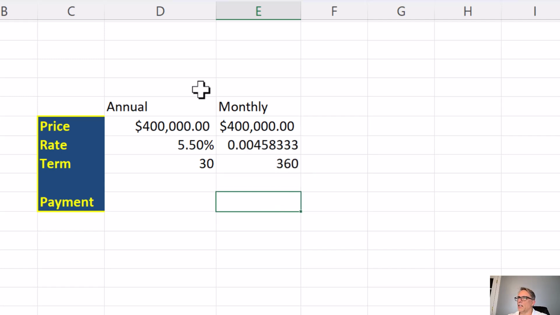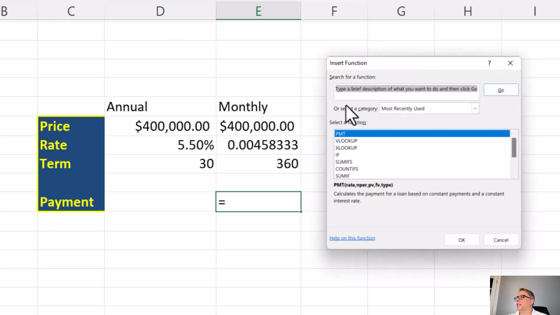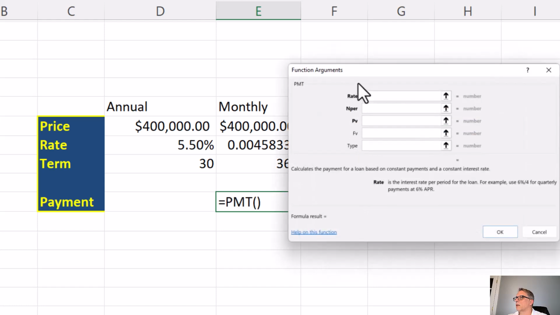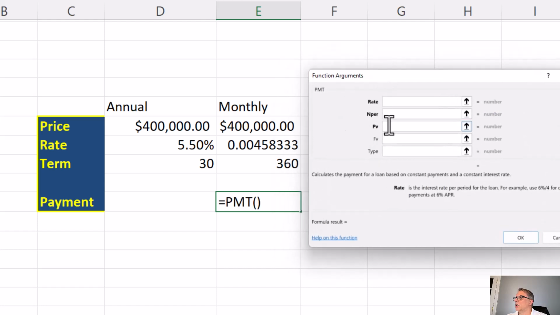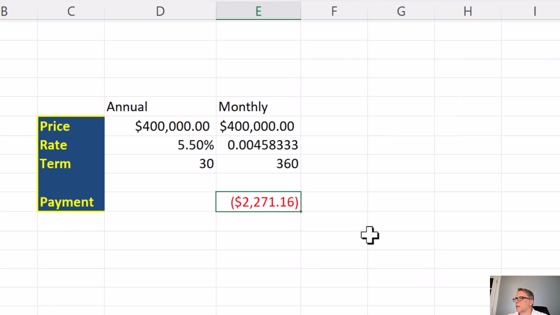So let's go down here and pull up our function wizard again. And now we can do it. Let's go for rate. We're going to click there. It's going to be this monthly rate. Number of periods is going to be 360 months. And then present value, 400,000. We click OK, and we've got our payment now.